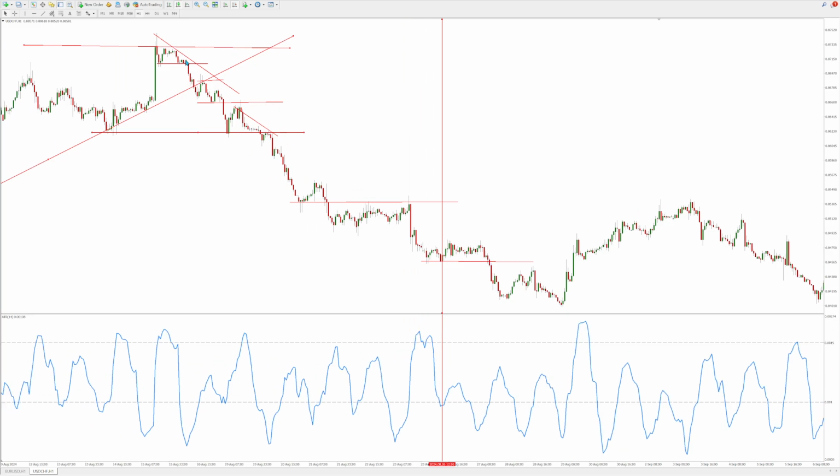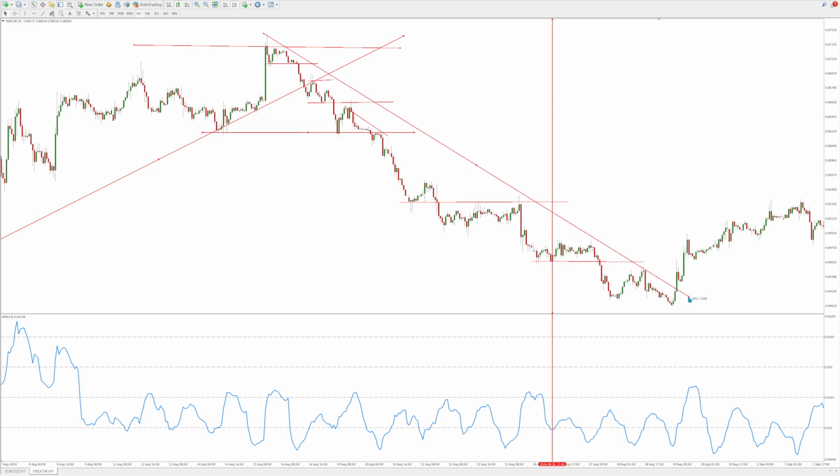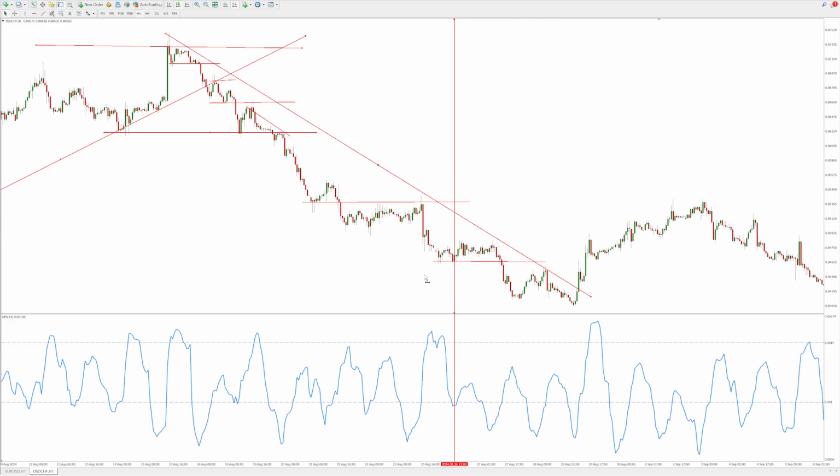Okay, the key thing is we're trading short or selling only because we know we're in a downtrend. I'm not going to trade against the trend. You can do what you like, but as the saying goes, the trend is your friend.